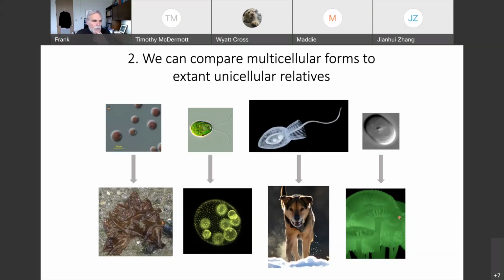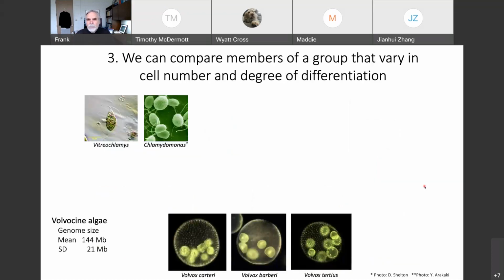Now, one problem with this approach is, of course, that these extant unicellular forms, as I said before, have had their own evolutionary trajectory over the same amount of time as these multicellular forms that are relatively advanced that you see on these bottom panels. So that's an important limitation of that approach.